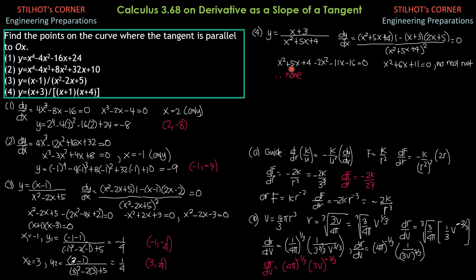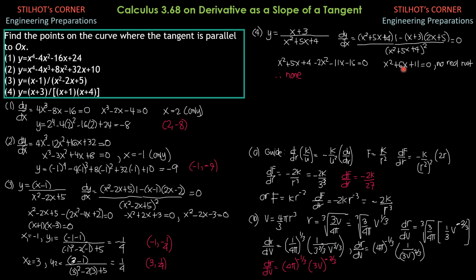Simplifying the numerator, x squared plus 5x plus 4, then minus, we have 2x squared, then 5x plus 6x is 11x, negative of 11x, so negative 11x, then 3 times 5 is 15, negative of 15, equals 0. So simplifying, transposing this to the right, we have x squared, then 11x minus 5x is 6x, then 15 minus 4 is 11, equals 0.